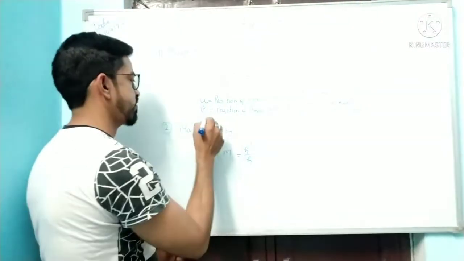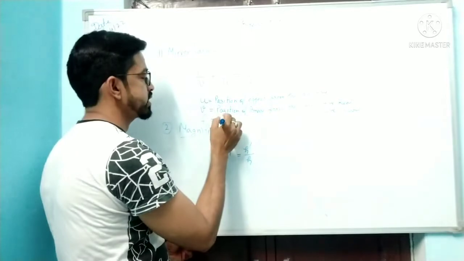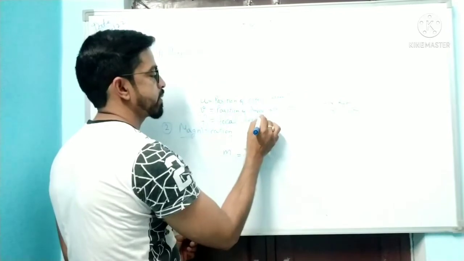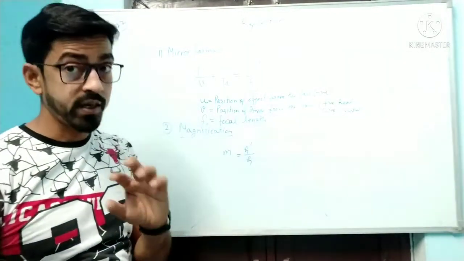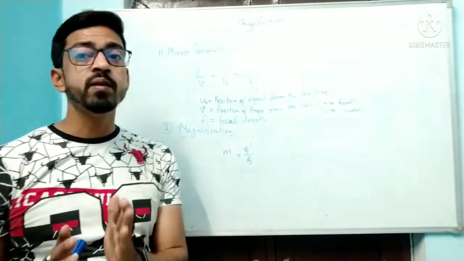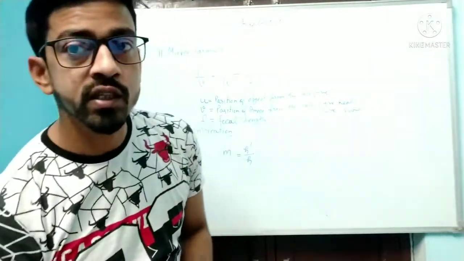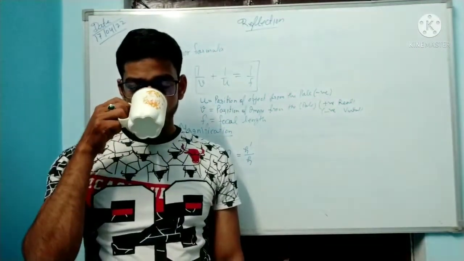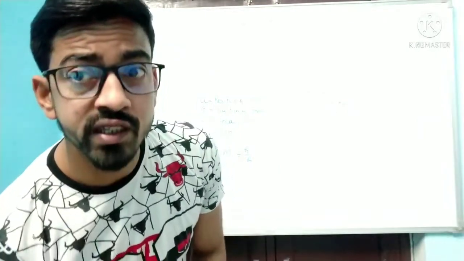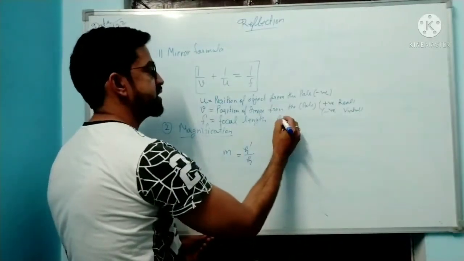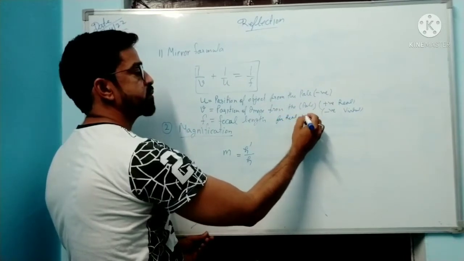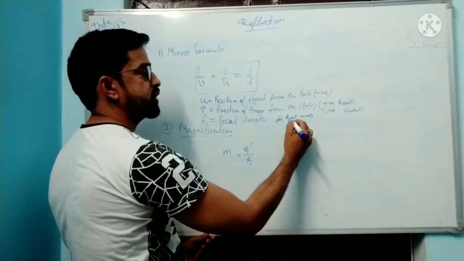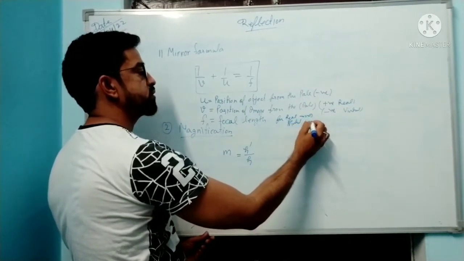Now next is F. F is also a very interesting thing. Focal length. It also depends upon the principal focus. Principal focus is different for different mirrors. For a concave mirror it is real, for a convex mirror it is virtual. So for real we take a positive sign, and for virtual we take a negative sign.